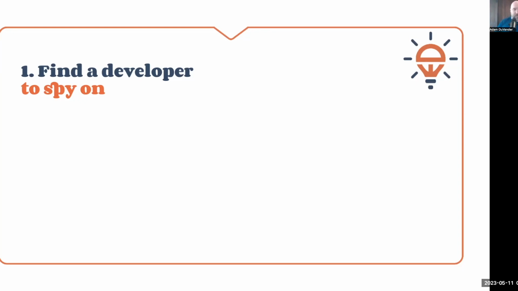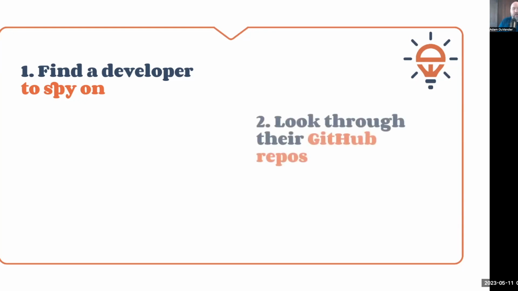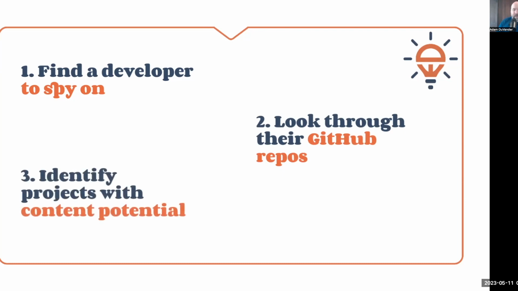So spy on yourself. But in this case, you might choose what I would do at SendGrid, which was choose one of the other DevRel team. So look through those GitHub repos, and then it's identifying where is the content potential.